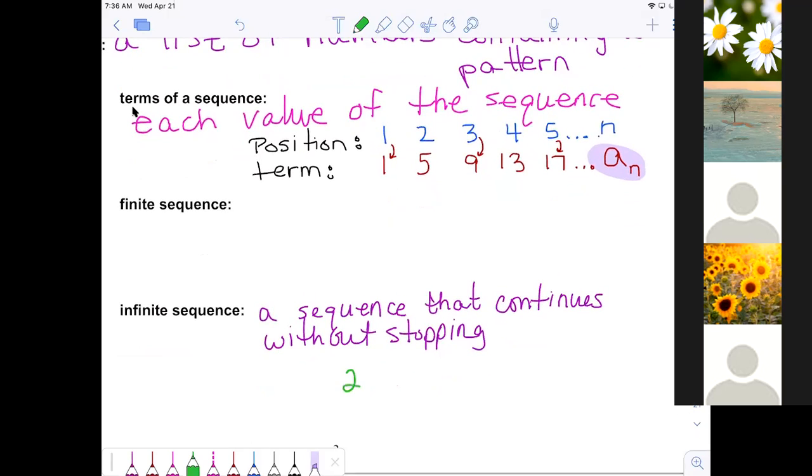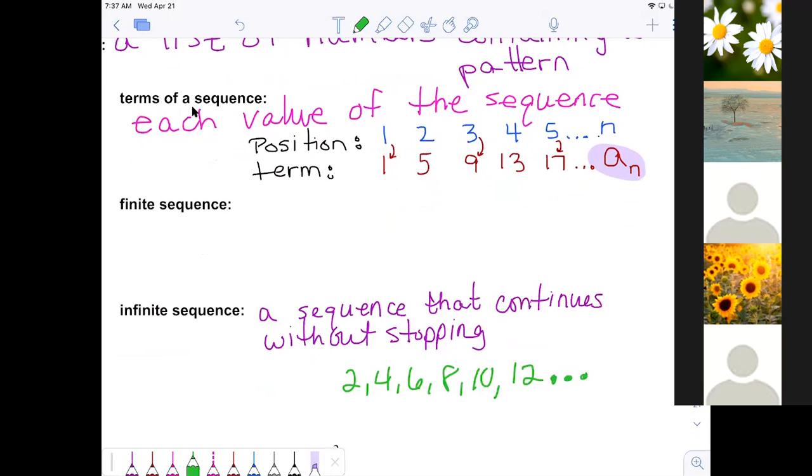So maybe I had 2, 4, 6, 8, 10, 12. And then an infinite sequence is going to have those 3 little dots that show that it continues on. I think those dots are called ellipses. I could ask Mr. Kane. An infinite sequence goes on forever. It doesn't have a stopping point.